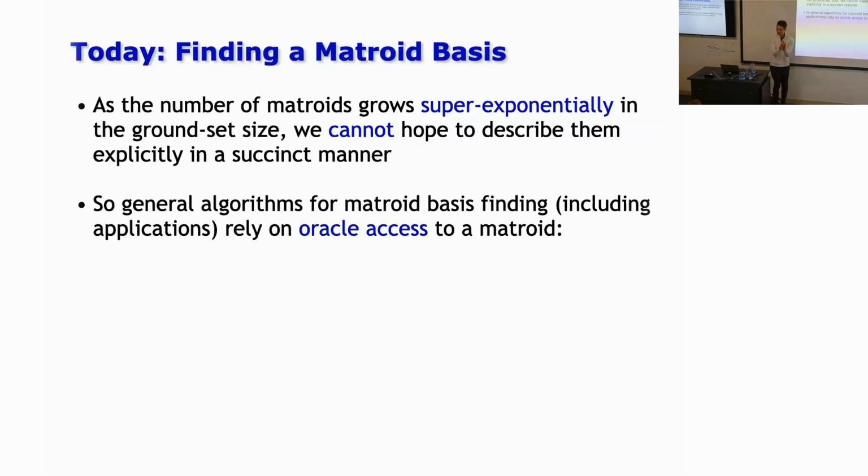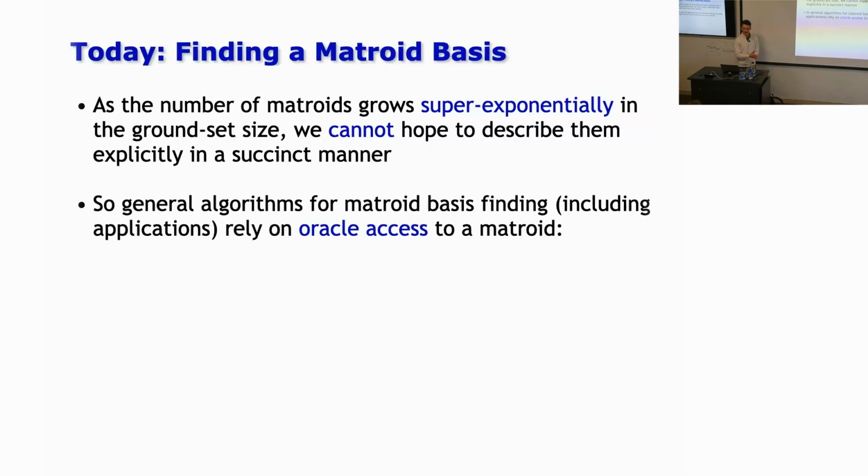But it turns out that once you fix this number n, the number of possible matroids grows super exponentially in this size of the ground set. What does this mean? If you have a ground set of size n, the number of matroids is growing as 2 to the 2 to the n. And so when you want an algorithm which is finding a basis of a matroid, you can't write down the entire matroid for the algorithm to use, because it will be exponentially long on your input tape. We cannot hope to describe general matroids in a succinct manner.